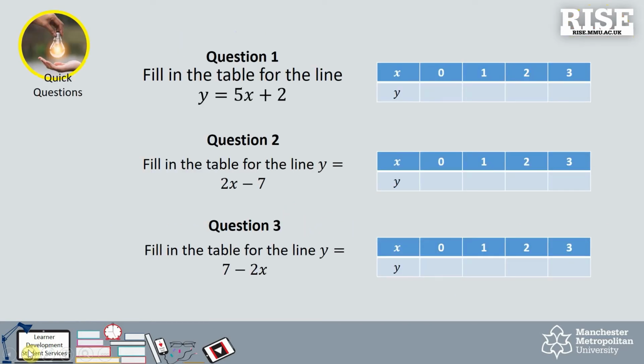Have a go at filling in these tables for the coordinates. You're given the equations of the lines here, and you're given the values of x that you should be substituting in. So firstly, substitute x equals 0, then x equals 1, then x equals 2, and finally x equals 3. Pause the video, and when you're ready, we'll go through the answers.